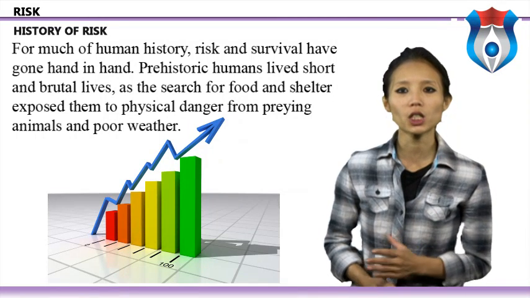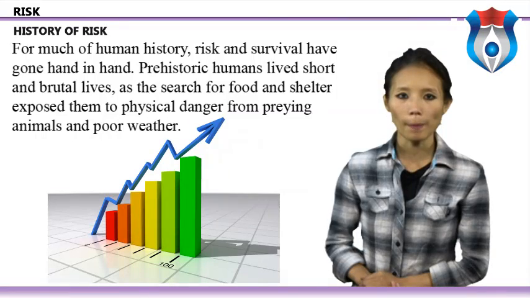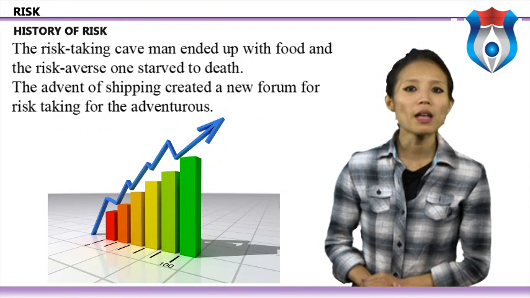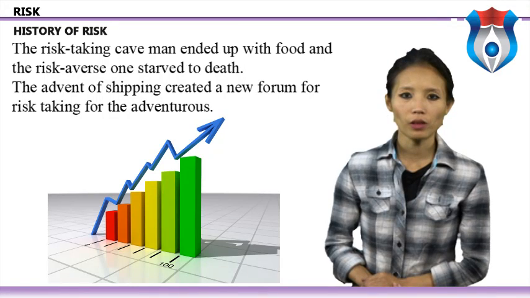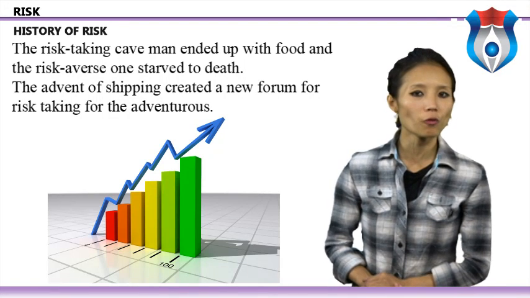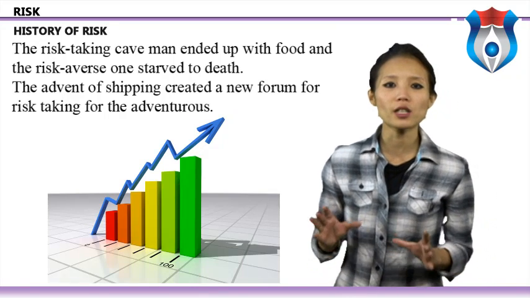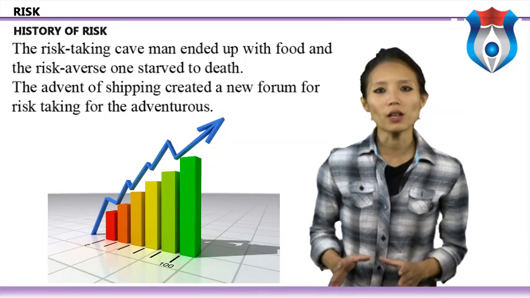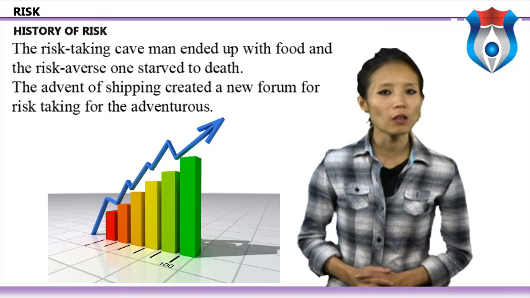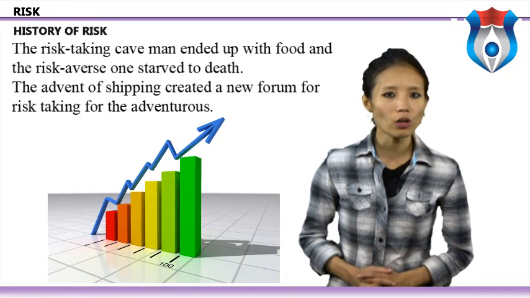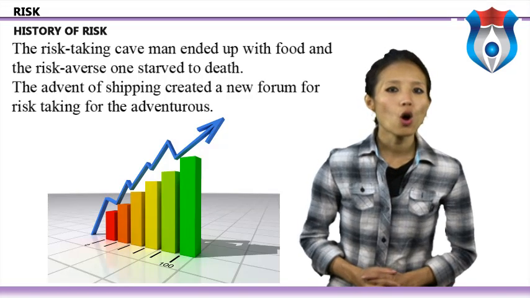For much of early history, though, physical risk and material reward went hand in hand. The risk-taking caveman ended up with food, and the risk-averse one starved to death. The advent of shipping created a new forum for risk-taking for the adventurous. The Vikings embarked in superbly constructed ships from Scandinavia for Britain, Ireland, and even across the Atlantic to the Americas in search of new lands to plunder, the risk-return trade-off of their age.